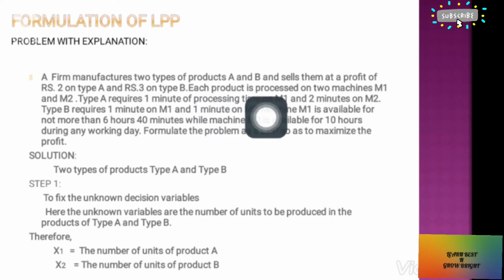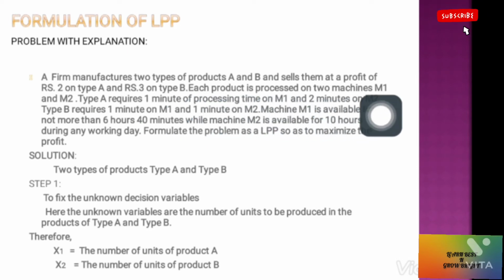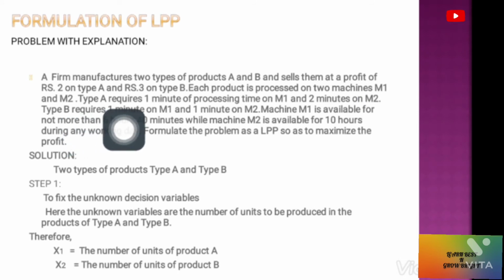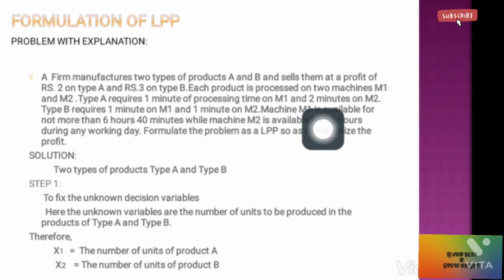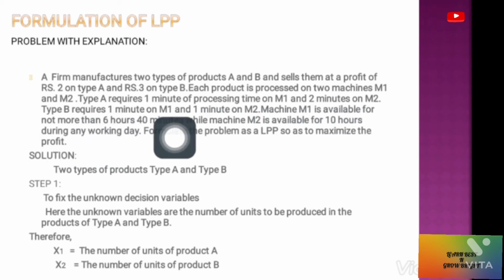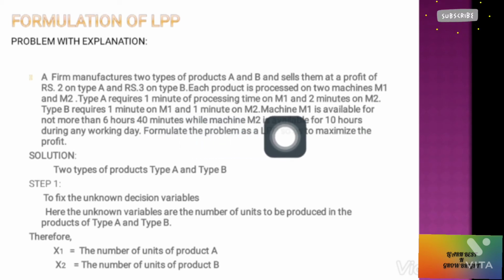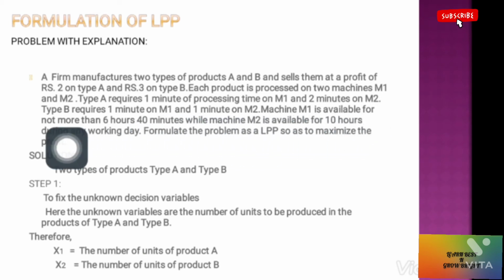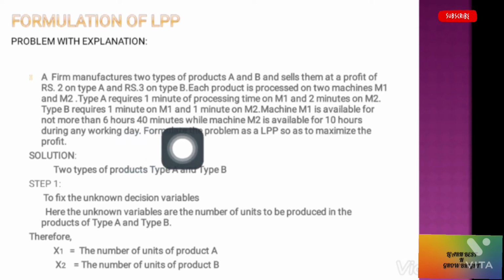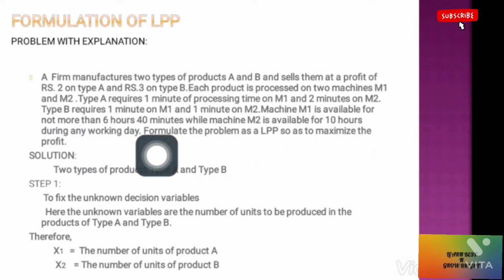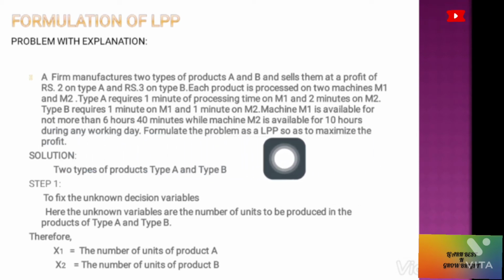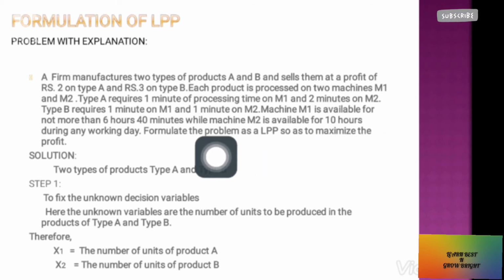Each product is processed on two machines M1 and M2. Type A requires 1 minute of processing time on M1 and 2 minutes on M2. Type B requires 1 minute on M1 and 1 minute on M2. M1 is available for not more than 6 hours 40 minutes, while M2 is available for not more than 10 hours during any working day. Formulate the problem as an LPP so as to maximize the profit.